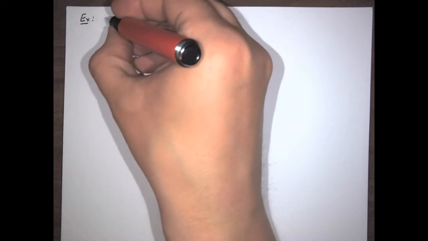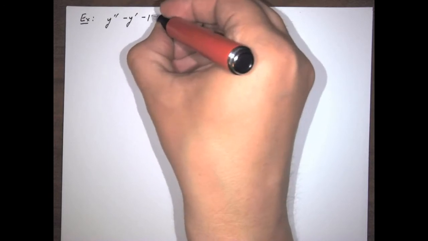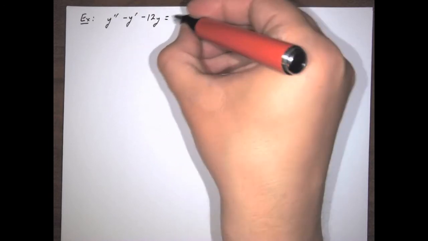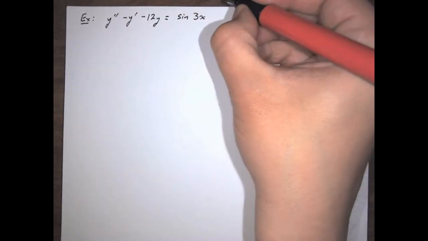Alright, let's try another example, this time one that involves some trigonometric functions. So, as another example, let's go y double prime minus y prime minus 12y is equal to sine 3x.